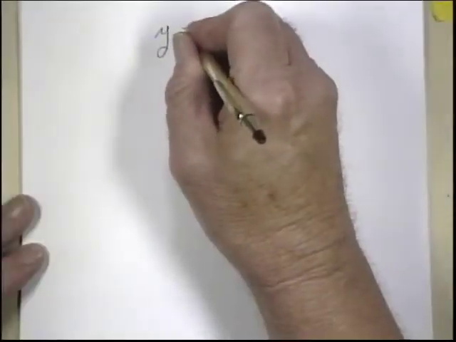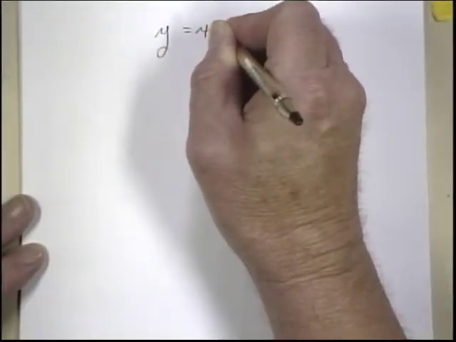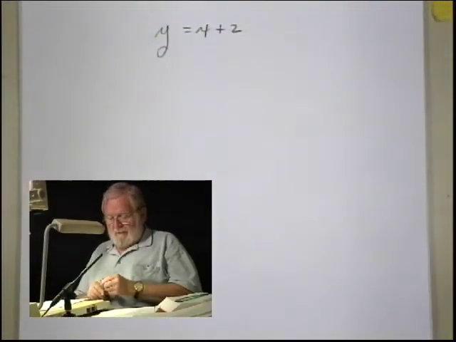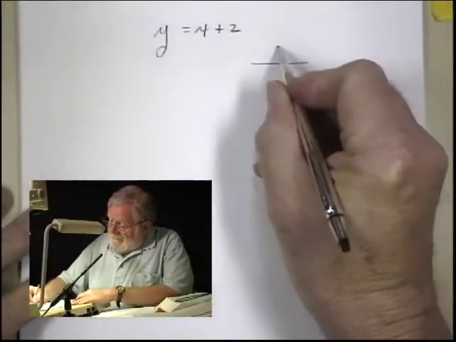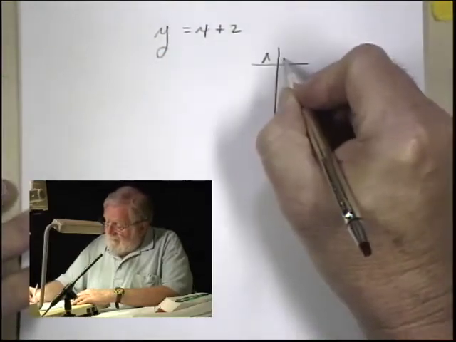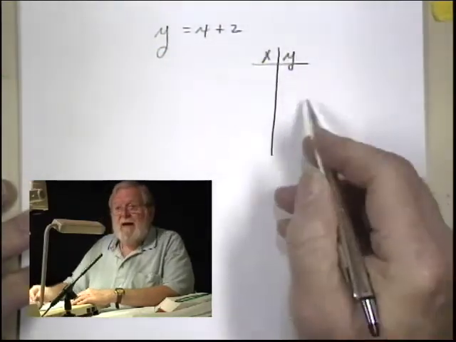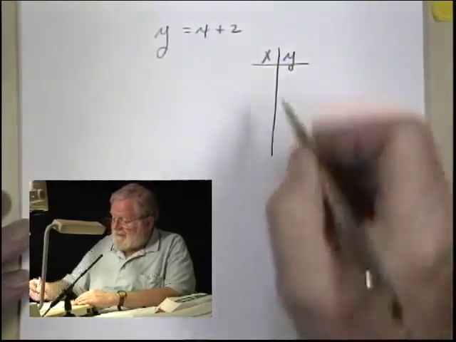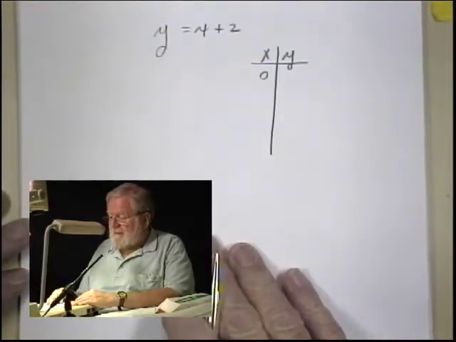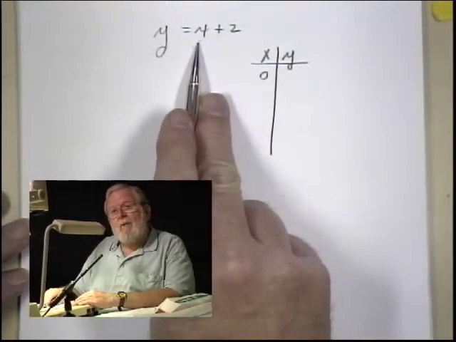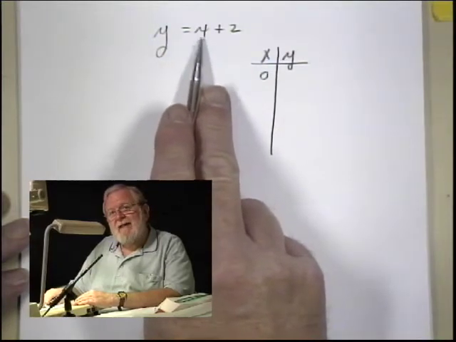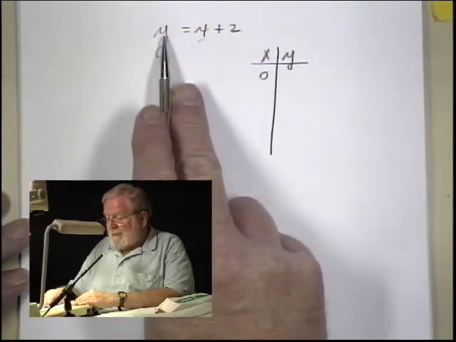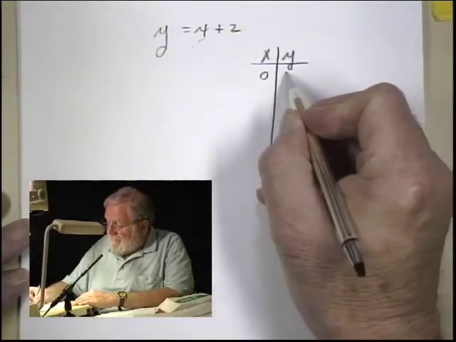We talked about ordered pairs. And we had an equation like this, y equals x plus 2. And we built us a table where we generated values of y for values of x. And we always started with x equals 0. What would our y be in this equation if x equals 0? Well, it would be y equals 2.